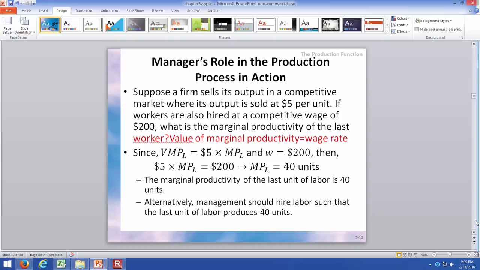Okay, so that's basically how we can figure out till when the firm should be hiring. What we are assuming here is that the firm sells its output in a commodity market where the output is sold at $5 per unit and the wage is 200. So you want to hire till the point where the value of the marginal product of labor, $5, the output price, times the marginal product of labor, is equal to W, and here W is 200. So basically here the wage is 200, so that gives you the 40 units.